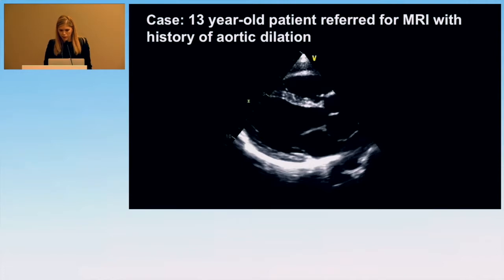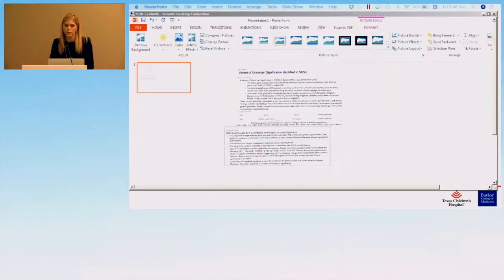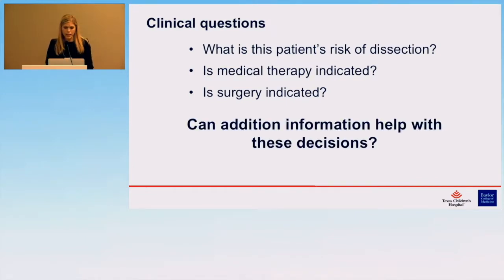So we all know about aortic size, and we'll go over a couple of those, but are there other ways we can assess the patient? So what we're worried about is, what is the patient's risk of dissection or rupture? Is medical therapy indicated and is surgery indicated? And can additional information help with these decisions?